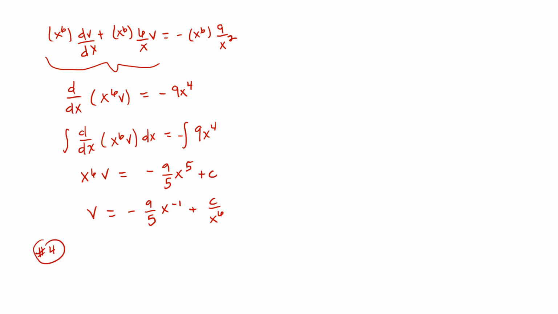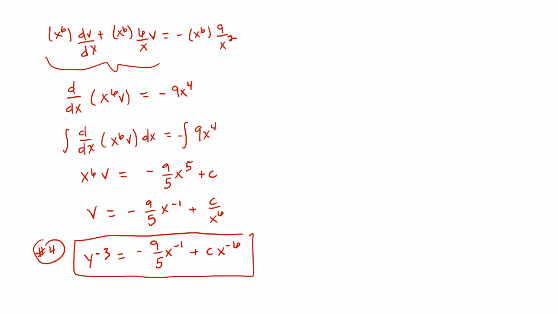All right, we know that v equals y to the negative 3rd. So y to the negative 3 equals negative 9 over 5 x to the negative 1 plus c x to the negative 6. That is our equation for y.